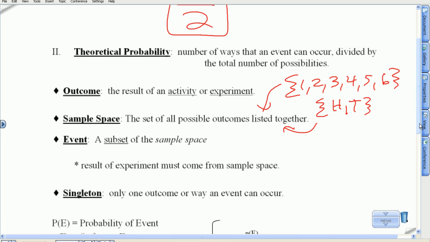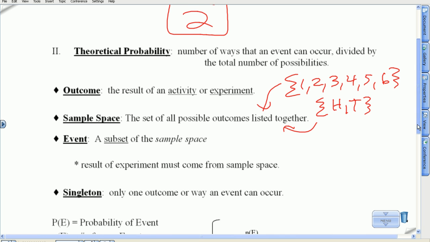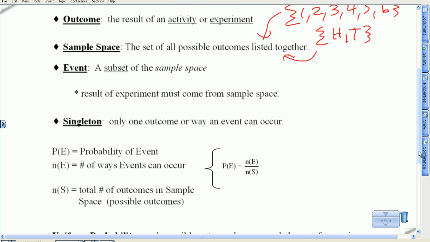Alright, singleton: only one outcome or way an event can occur. We'll see that in word problems sometimes. It's really not that big of a deal. Only one outcome or way an event can occur is called a singleton event. So if you're only pulling one card out of a deck of cards, it's a singleton event. When you do more than one, the probability becomes more complicated, and it's really not in this section tonight. So we have some vocabulary or some symbols we use to simplify things a little bit.